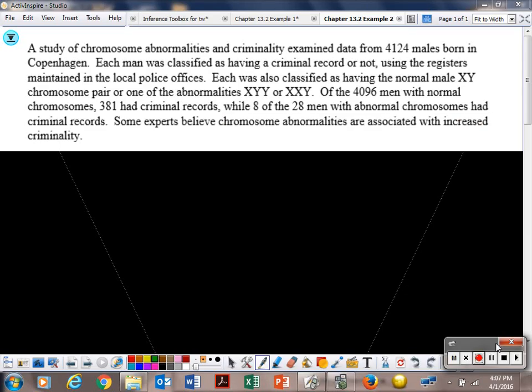All right, welcome to the second example and the last example for chapter 13.2.